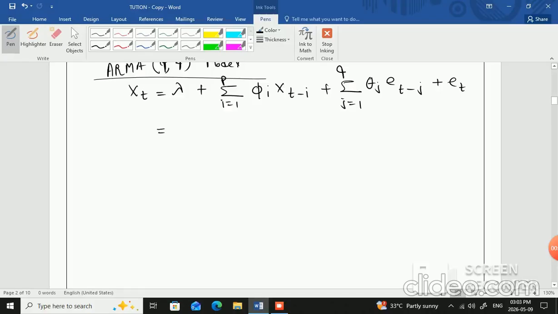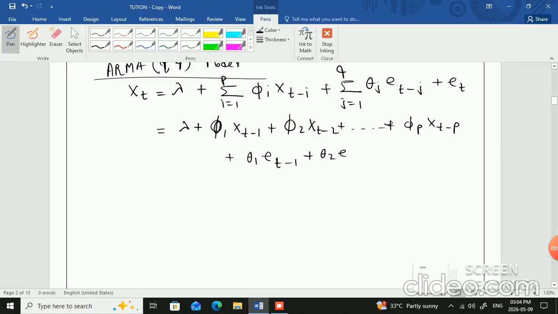The general form of this model is x_t equals lambda plus phi_1 x_(t-1) plus phi_2 x_(t-2) up to phi_p x_(t-p), plus the expansion of the second summation, theta_1 e_(t-1) plus theta_2 e_(t-2) up to theta_q e_(t-q), plus e_t. This is the expression of the above equation if we expand the summation formula.